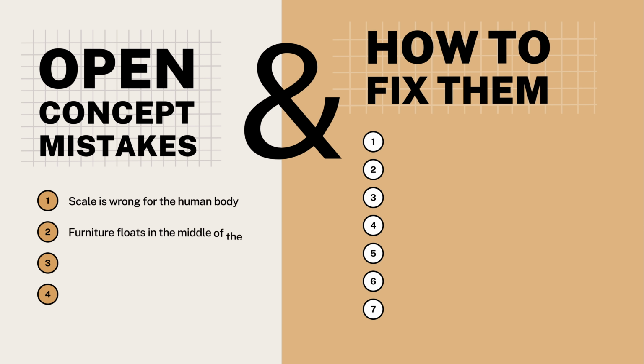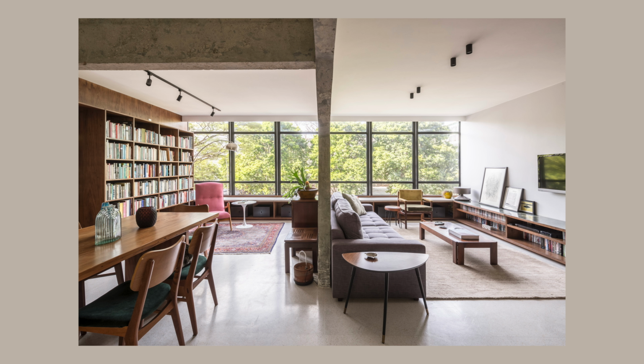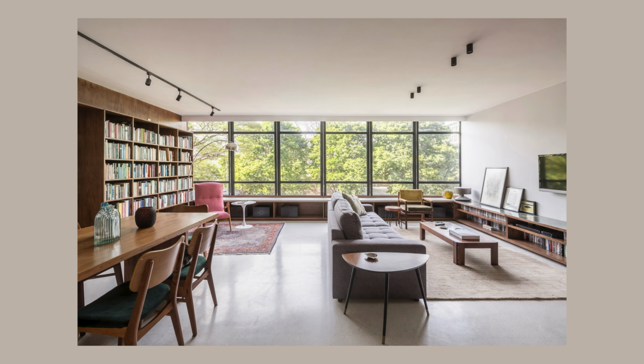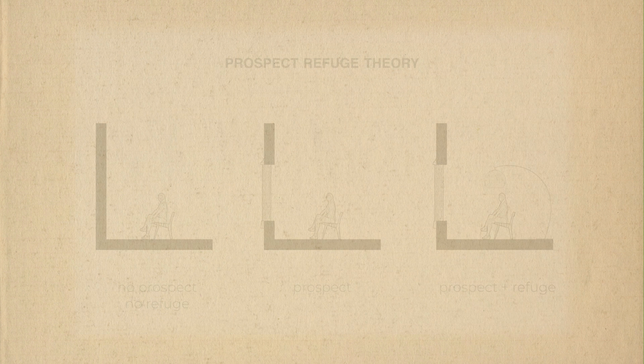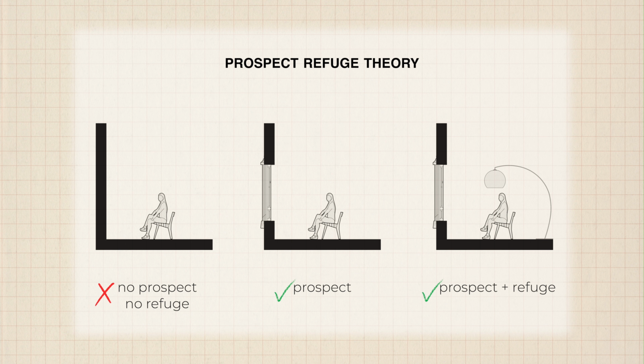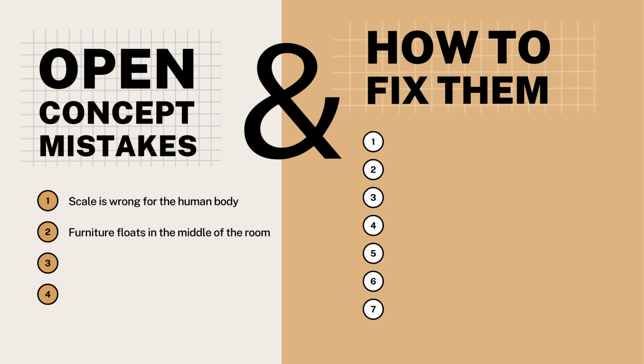The second issue is that in a large open floor plan, there are no natural boundaries, so almost all the furniture ends up floating in the middle of the room. And when your furniture is floating in the middle of the room with nothing solid behind you, it violates a human preference called prospect refuge, where we feel most comfortable when we have a clear view out, but we feel very protected from behind. The third problem is that there's almost no visual privacy.